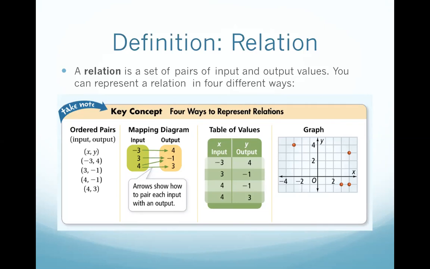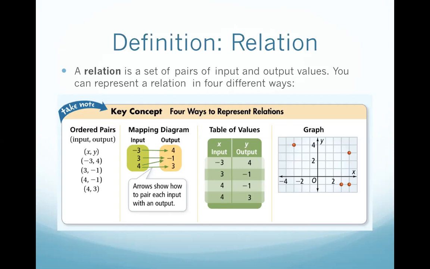Okay, now you've been using functions and relations for several years now, but you might not have called them relations. So I have here a diagram of the 4 ways that we can represent relations. Our first way is ordered pairs. Now you've seen this before in Algebra 1 as well as geometry. When we're plotting on a graph, we always use ordered pairs. And the first part of our ordered pair is always our x value. X is our input.